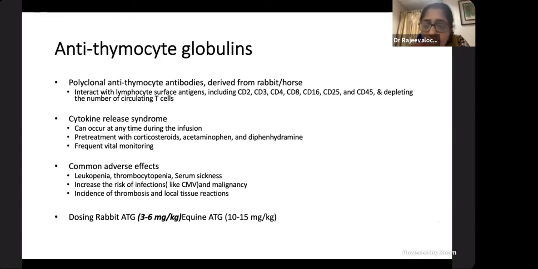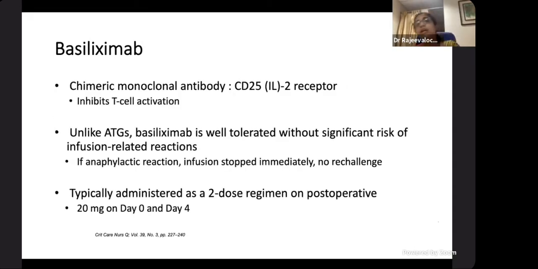So we do need to use it with caution and individualize it according to the patient profile. Now, the equine ATG is around 10 to 15 milligram per kg, and both have been used, whereas rabbit ATG is more commonly used in kidney transplantation. Coming to Basiliximab, it is a chimeric monoclonal antibody, which basically inhibits T cell activation by binding to the IL-2 receptor, which is CD25. Unlike ATG, Basiliximab is well tolerated without any significant risk of infusion-related reactions. If an anaphylactic reaction occurs, the infusions should be stopped immediately with no rechallenge.